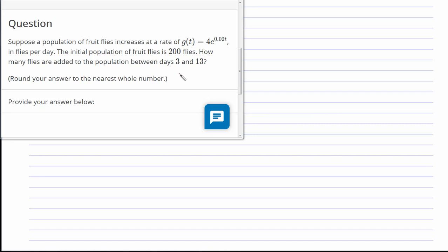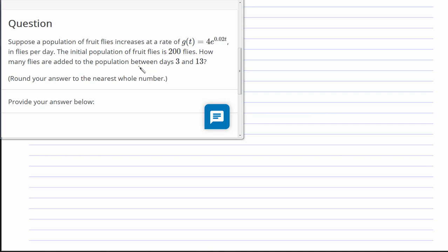What's going on here is this is asking us to predict the net change in the population. We want to find the total change in the population between day 3 and 13. That's known as a net change.